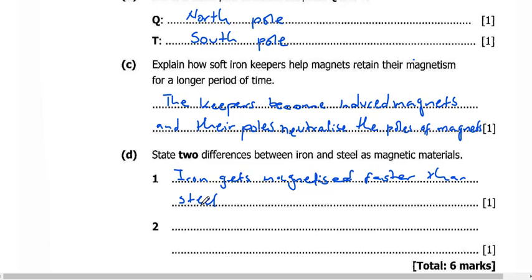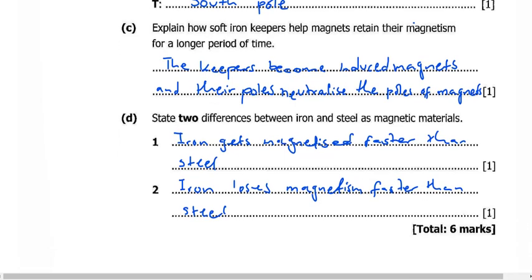For the second property, in as much as iron gets magnetized faster, it easily loses its magnetism, or it loses its magnetism faster compared to steel. So iron loses magnetism faster than steel. And that is the second difference. Therefore, we have two differences between the magnetic properties of iron and steel.